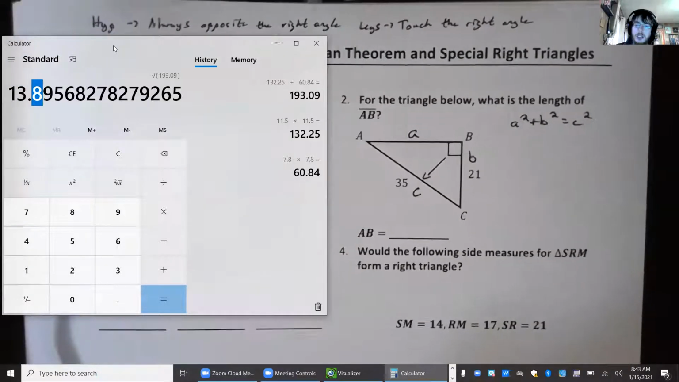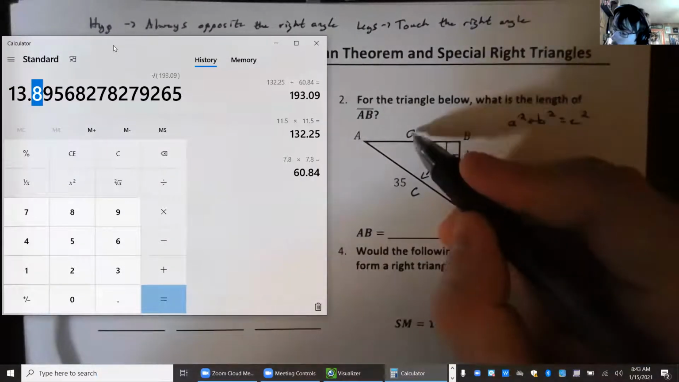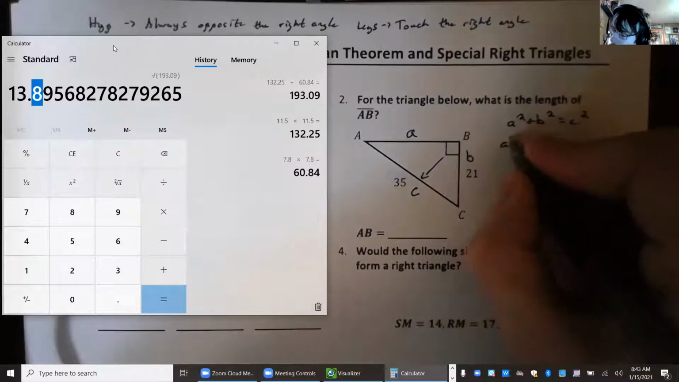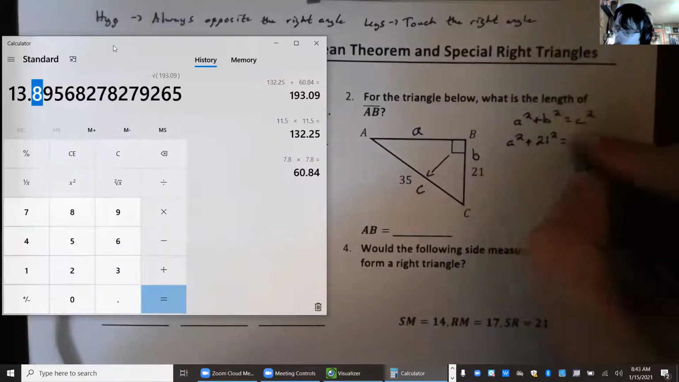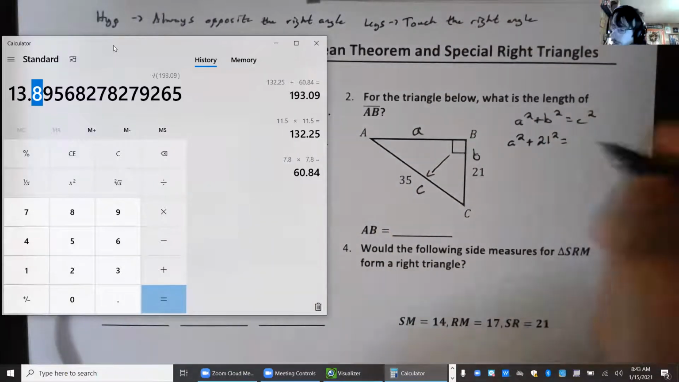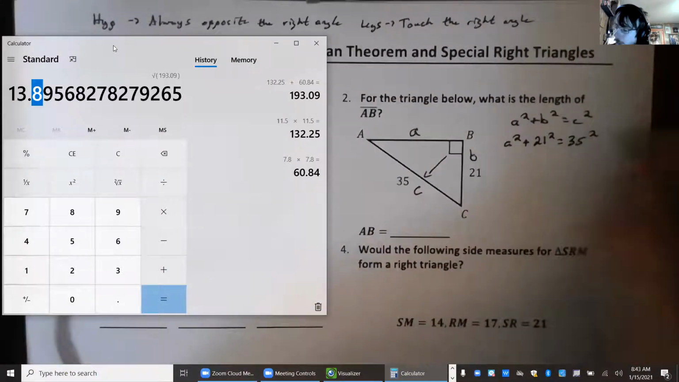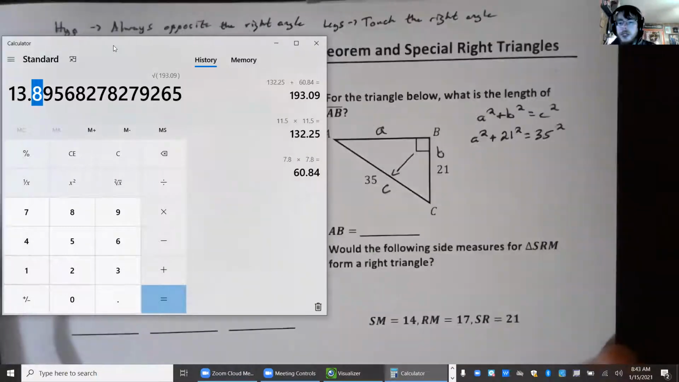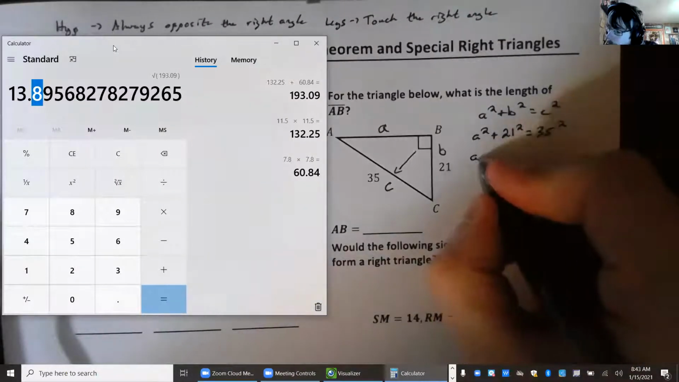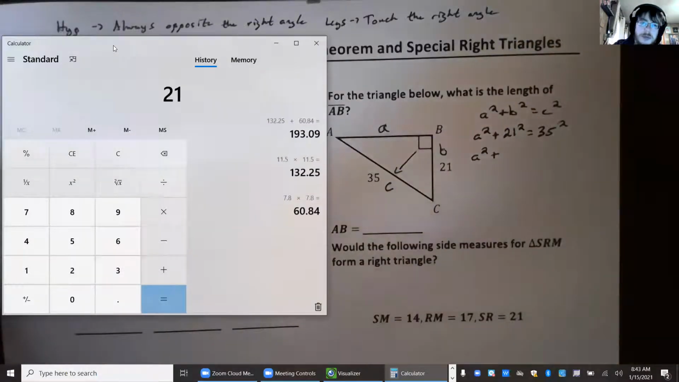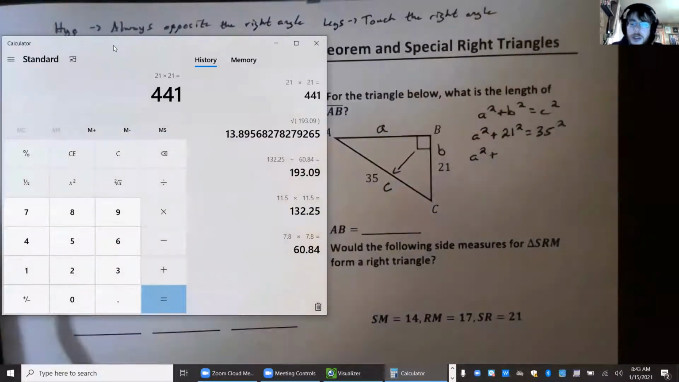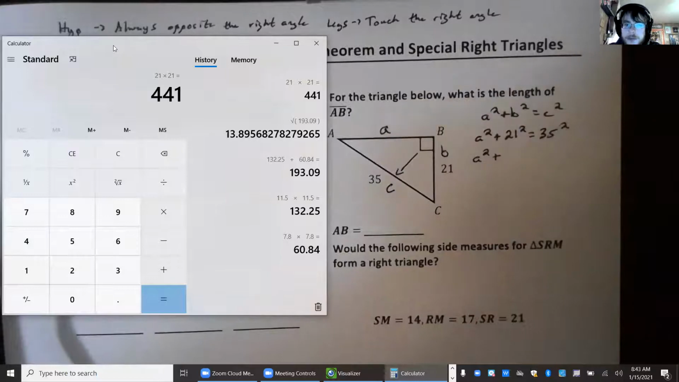Okay, so we're looking for A. So we're going to have A squared, because we don't know what A is, plus B squared would be plus 21 squared, equals C squared, which would be 35 squared. Now we're going to simplify this. The A squared drops down. 21 squared is 441.